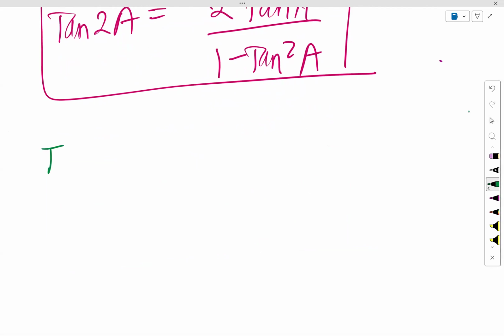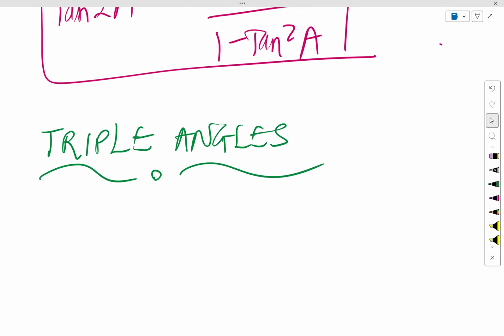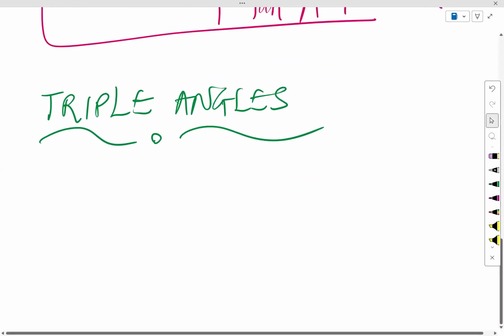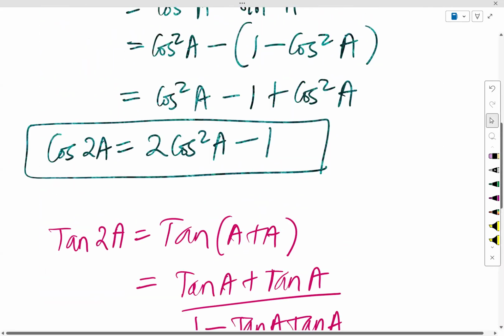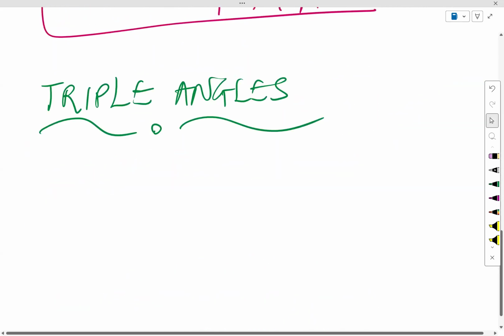So now let's talk about triple angles. Things get a bit more complicated, but not totally out of control when we talk about triple angles. We just go through the same process like we did with double angle, except that now the process is not as straightforward as what we had earlier.